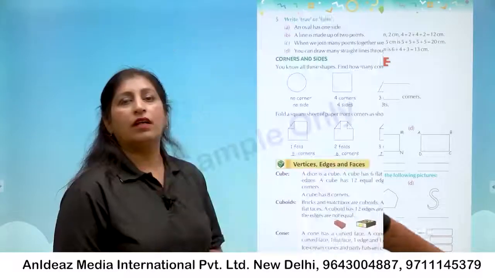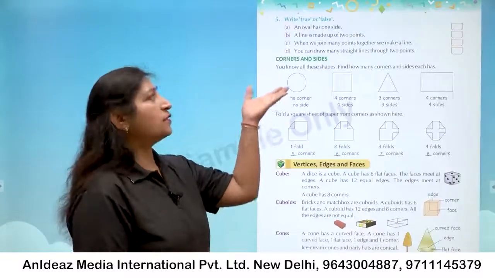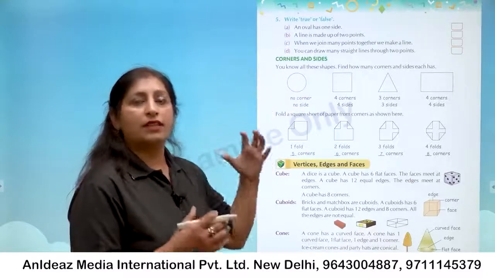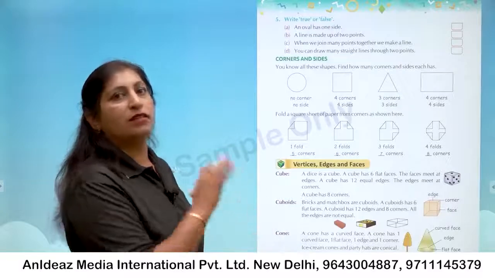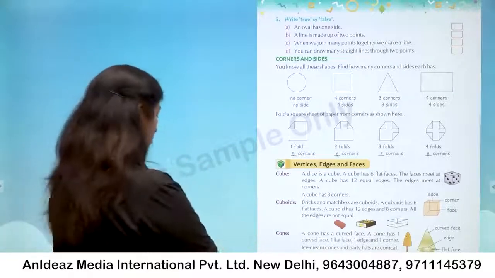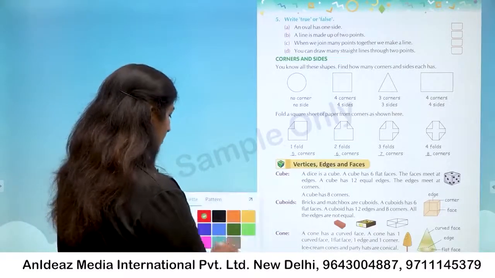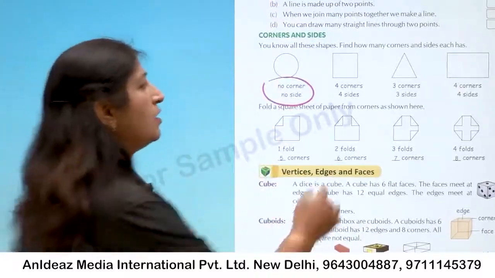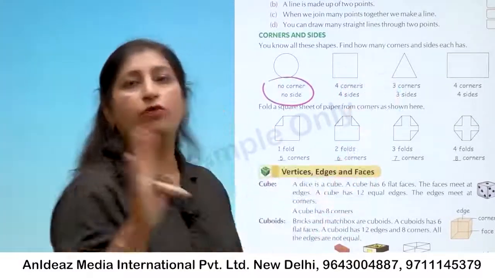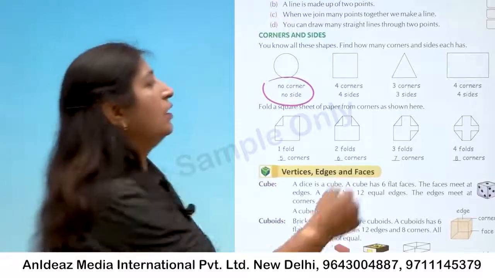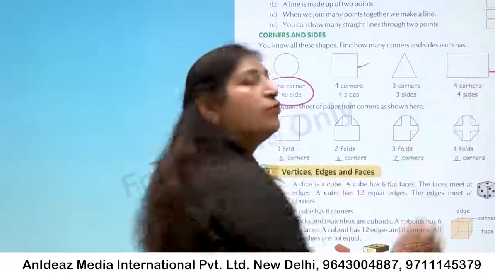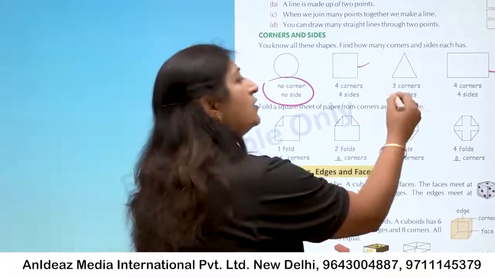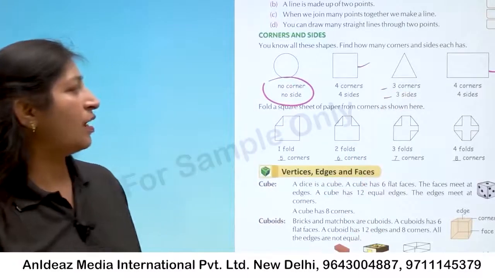Now, we come to this topic which is corners and sides. You know that we just discussed that a circle has no side, no corners. So, we can say that a circle has no corner, no side. A square has 4 sides, 4 corners. A rectangle has 4 sides, 4 corners. And a triangle has 3 sides and 3 corners.